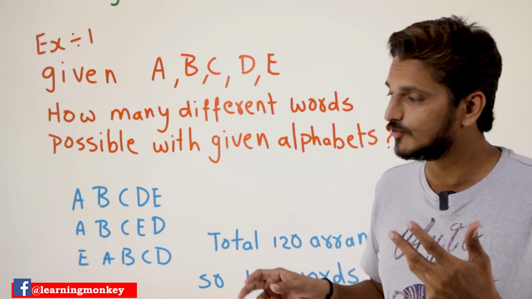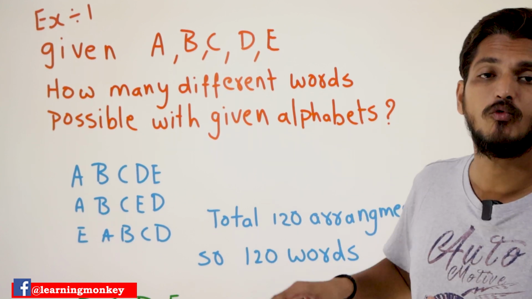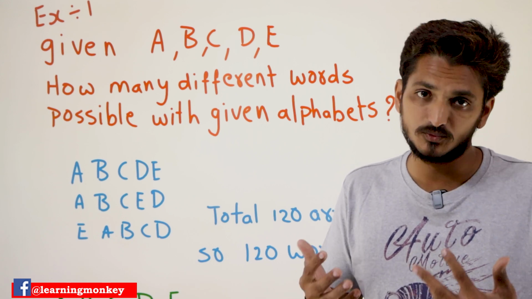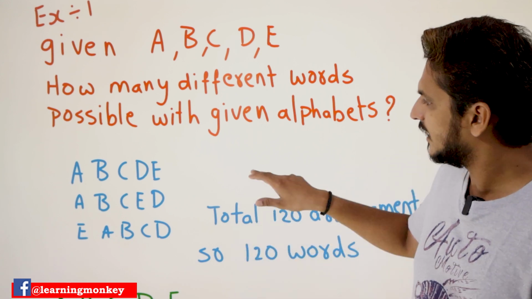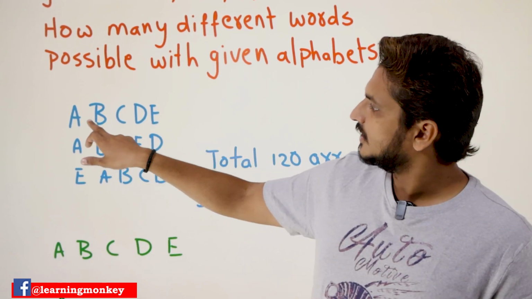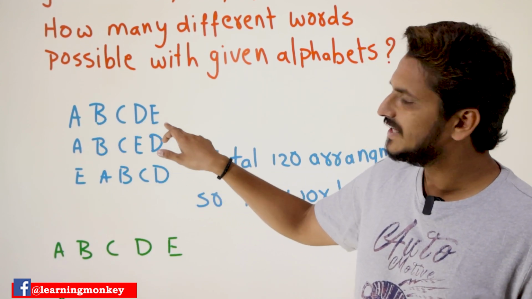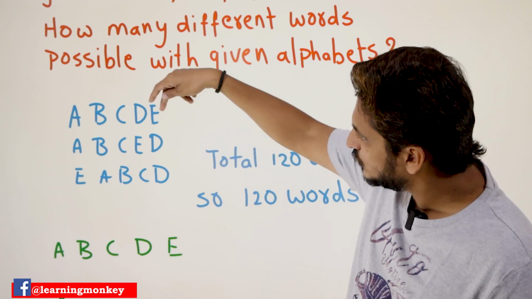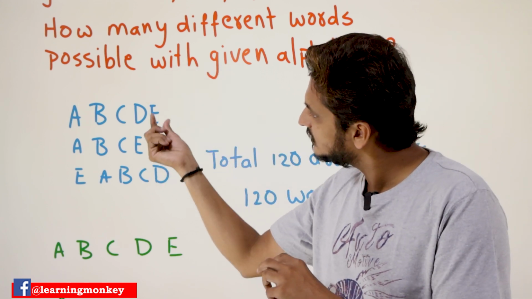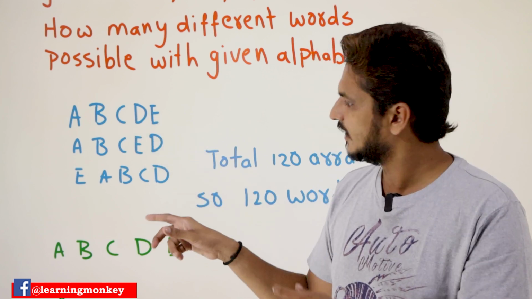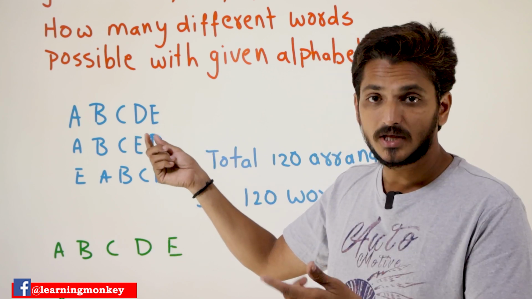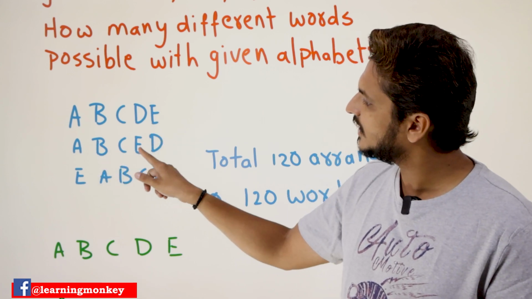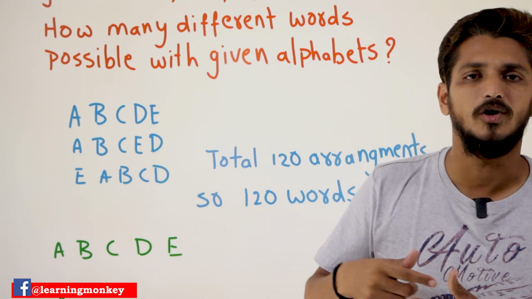So how many different words can you form? You can form a total of 120 different words. How did we get that answer? That is what we need to understand now. Let's take this with an example. A, B, C, D, E. This is one word. You can swap these two, meaning you can arrange E, D in a different way. Swap the alphabets E and D here: A, B, C, E, D. This is one more word.